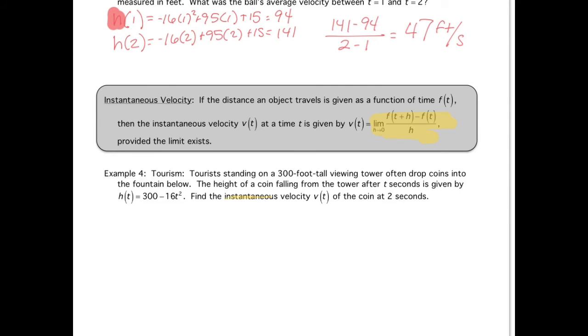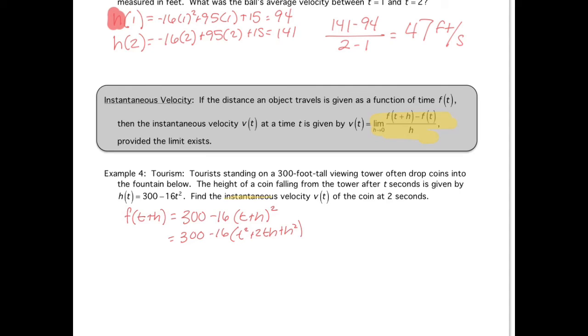So the first thing I'm going to do is figure out what f of t plus h is. And so I'm going to plug in t plus h where there was t, and I'm going to simplify that equation. So 300, and then it'll be minus 16, and that'll be times t squared plus 2th plus h squared.